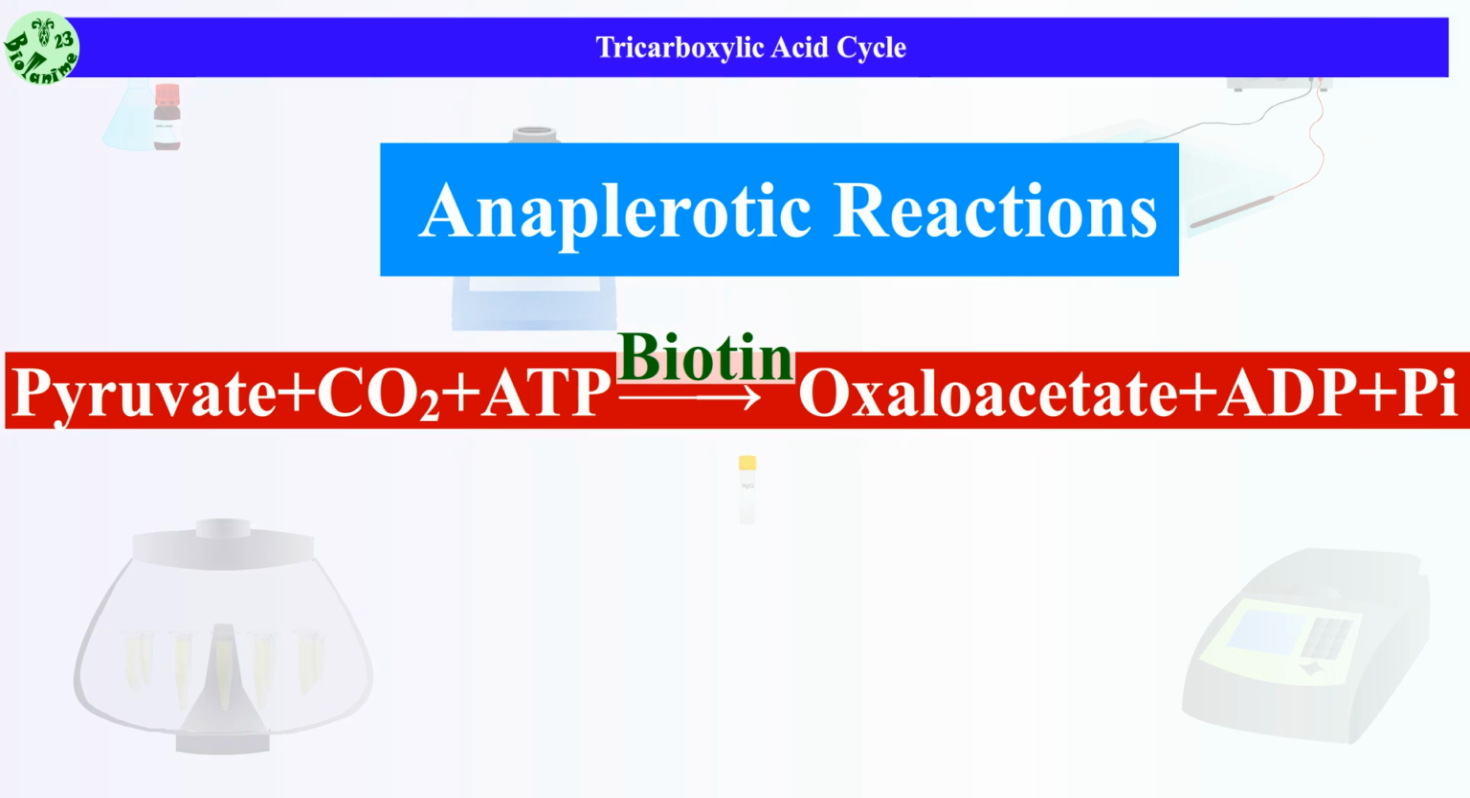The anaplerotic reactions catalyzed by pyruvate carboxylase will supply oxaloacetate to replenish TCA intermediates by converting pyruvate and carbon dioxide, with the help of biotin as cofactor and expending 1 ATP, to produce oxaloacetate, ADP, and 1 inorganic phosphate.